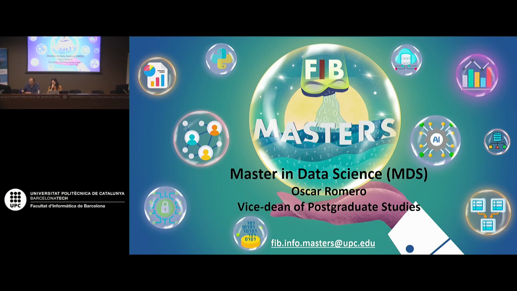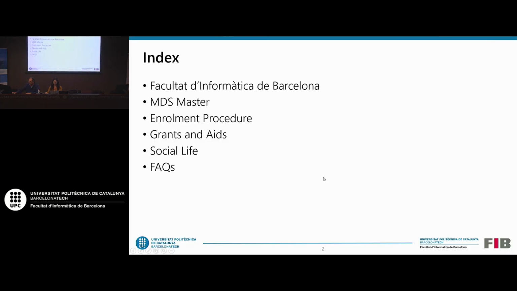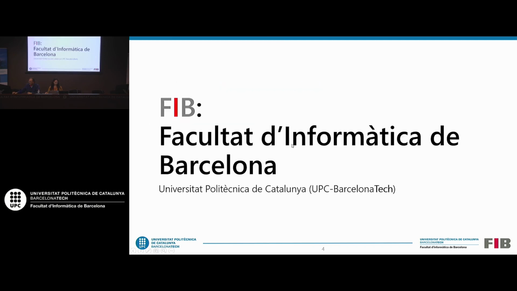Okay. So let's start then with the presentation for today. We are going to talk about the Master in Data Science. This is a specific session for this master. And basically these are the points that I'm going to cover: the faculty, in case some of you may not know it, the master itself, and then some other hints and tips to go through the procedure.